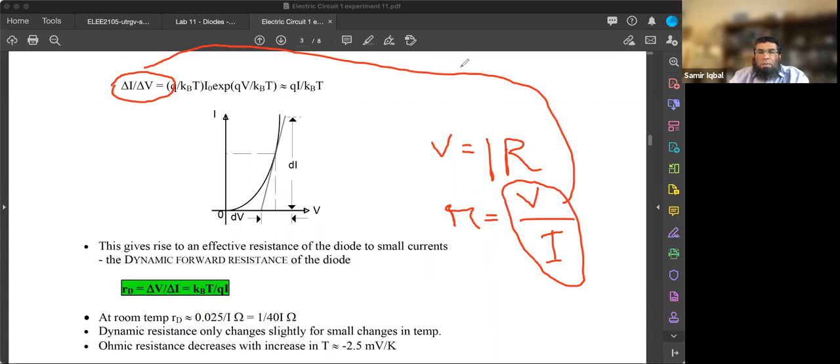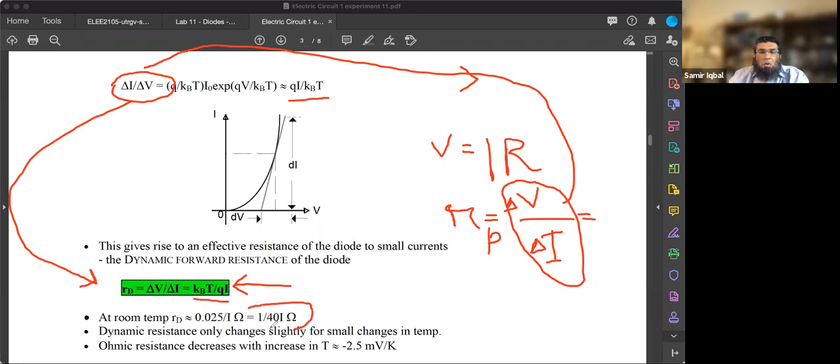right? So coming from there to here, we call this the dynamic forward resistance, and that's delta V over delta I. Taking that relationship, we get kT by Q times I. So far with me, how we got from here to here? And from there, we plug in these values, we get 1 over 40 times I ohms as the dynamic resistance of a diode.